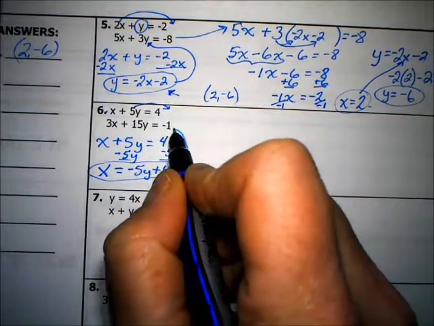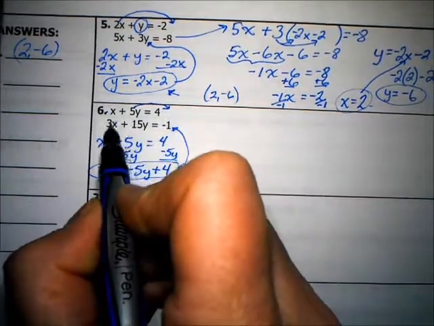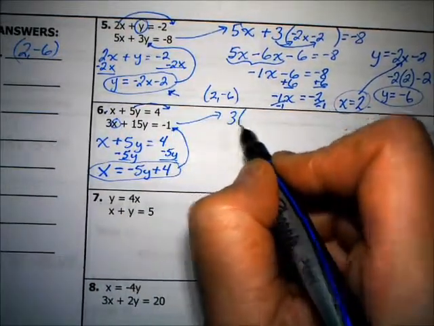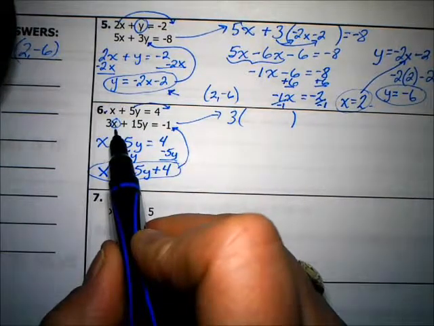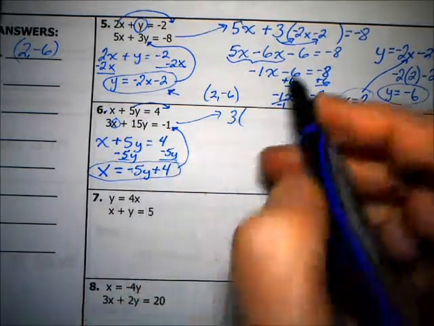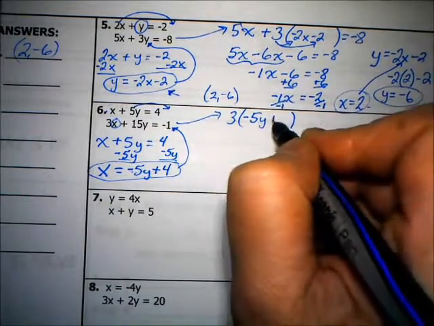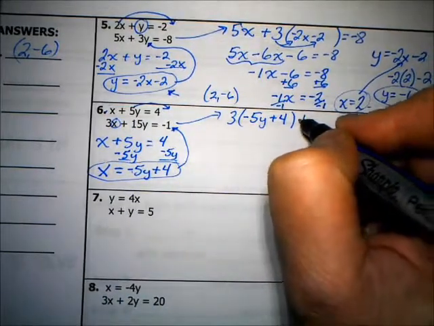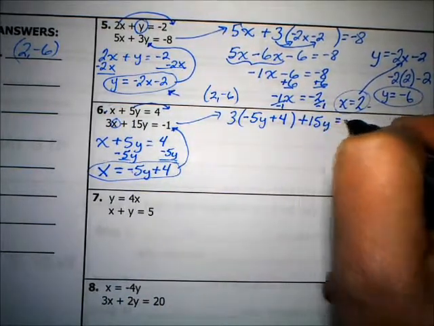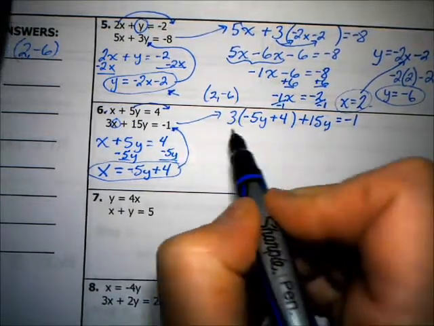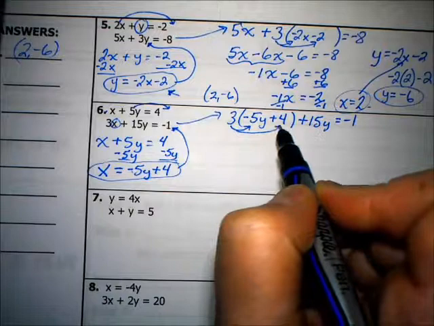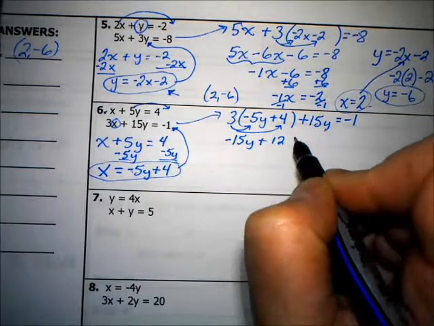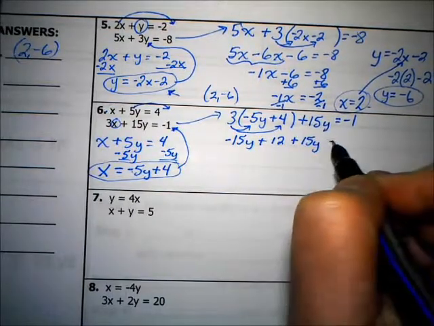I'm going to substitute it into my second equation right here where the x is. So this one changes to 3, and this is where I need my parentheses because of the x. It says the x is equal to negative 5y plus 4. And now I need to write the rest of my equation, so I have plus 15y is equal to negative 1. I want to distribute, so this changes to negative 15y plus 12 plus 15y equals negative 1.